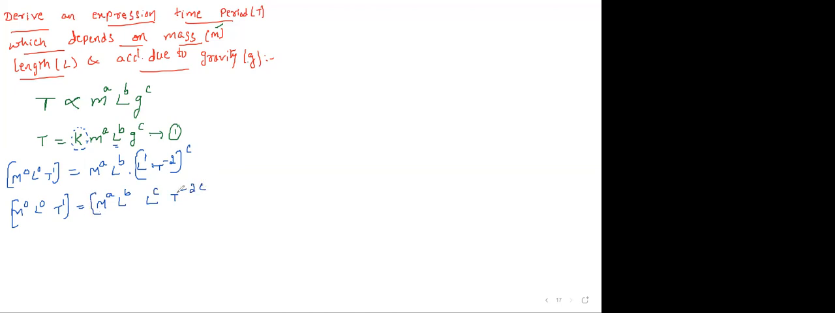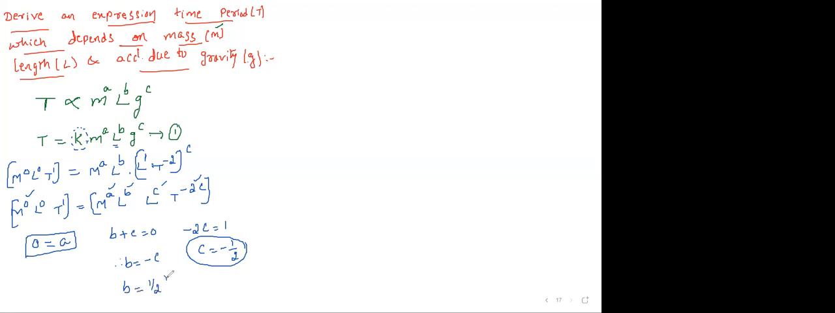Now, you can equate the powers here, students. What is M power here? 0. What is M power here? A. What is L power here? B and C. So B plus C is equal to 0. What is T power here? Minus 2C, that is equal to 1. So C is equal to minus 1 by 2. Therefore, B is equal to minus C. So B is equal to 1 by 2. So these are the three constants we got.